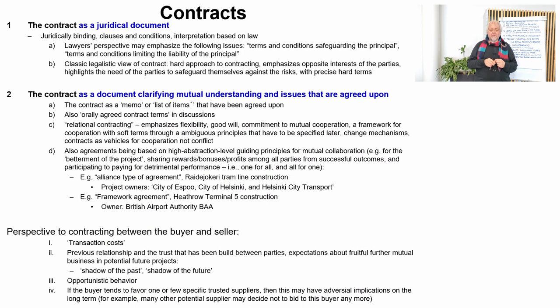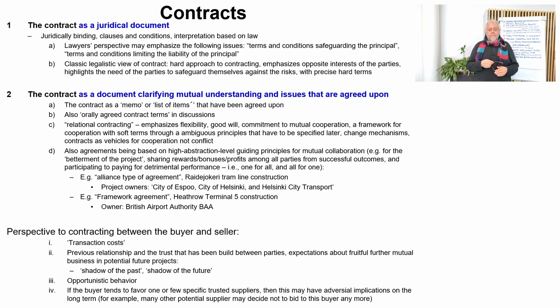And then there is also a reference to alliance type of agreements, which are agreements among several parties and where all parties benefit if the project goes well, but of course everybody participates in paying if there are some bills to be paid for deficient performance.